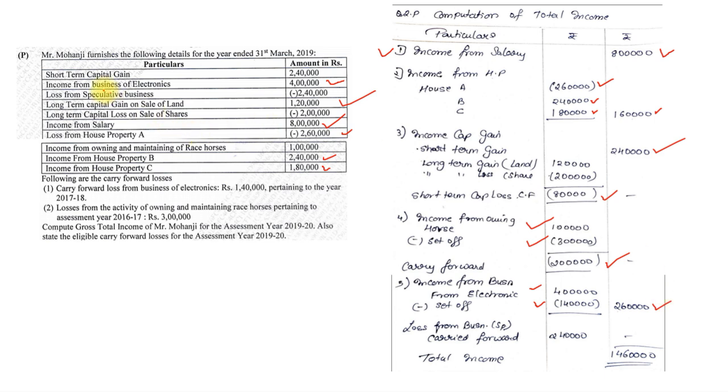Now there is one more thing, loss from speculative business, and since no other speculative business detail is given, that loss will be carried forward. So loss from speculative business carry forward is 2,40,000. That's it. So we add up all the incomes we have now: 8 lakhs plus 1 lakh 60,000 plus 2 lakh 40,000 plus 2 lakh 60,000. We get a final value of 14 lakh 60,000, which is the gross total income.